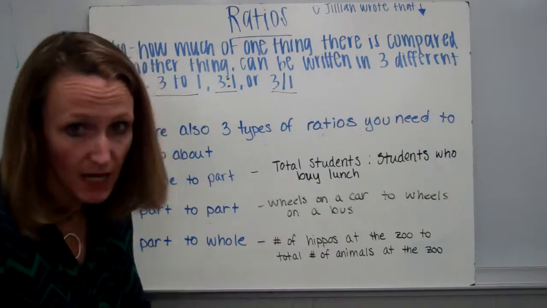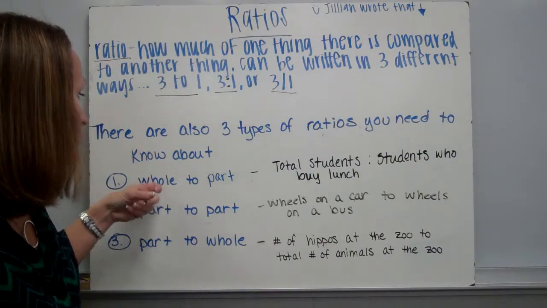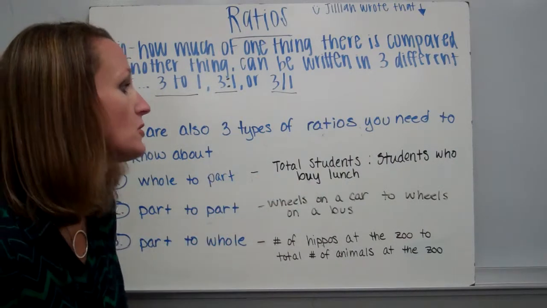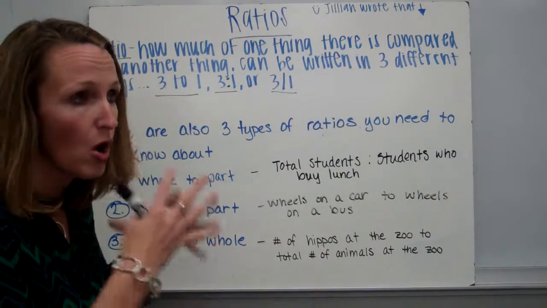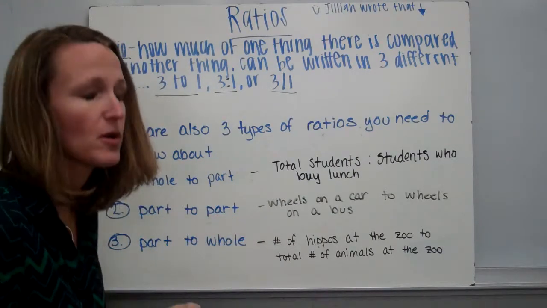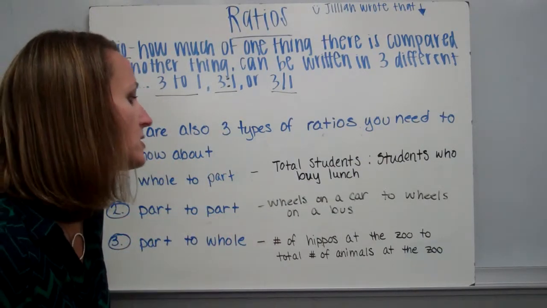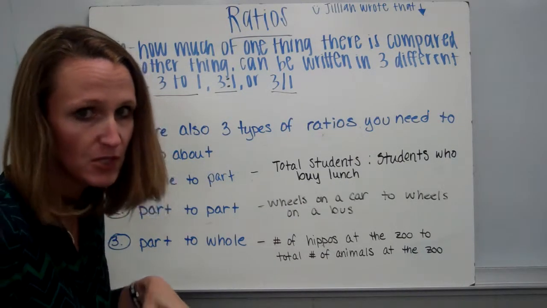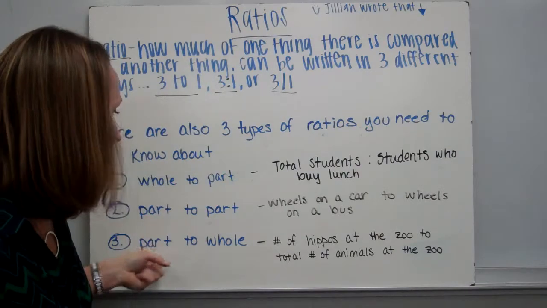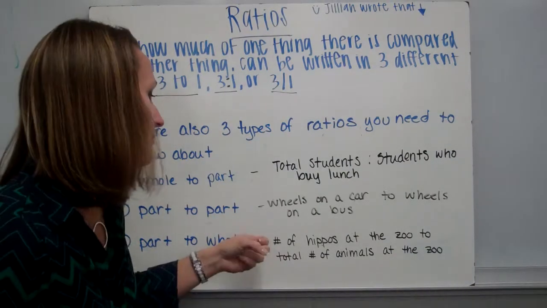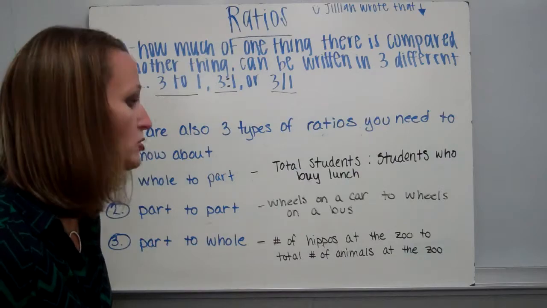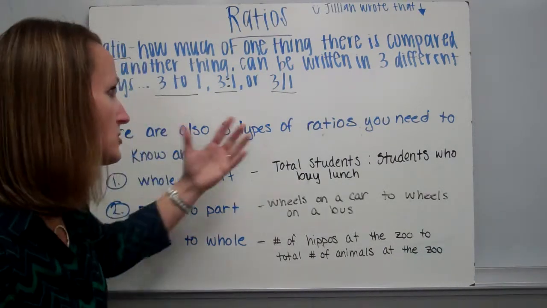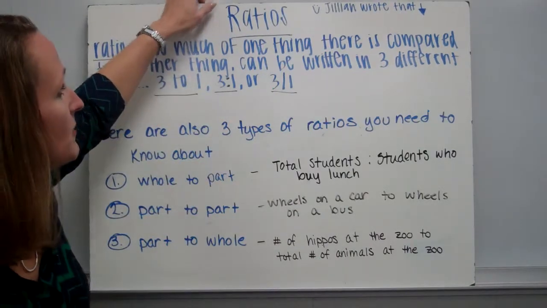There are also three types of ratios you need to know about. The first one is whole to part, where you might be comparing something like total students to students who buy lunch. So a whole group of something to part of a group. Then there's part to part ratios, where you have the wheels on a car to the wheels on a bus. Part of something to another part of something. Then there's part to whole. For example, the number of hippos at the zoo to the total number of animals at the zoo. So part of something to the whole number of something.